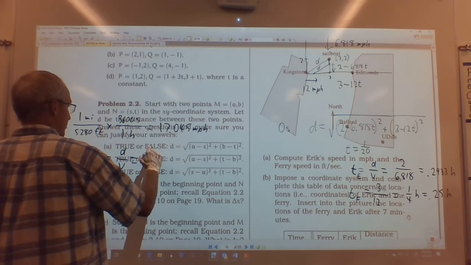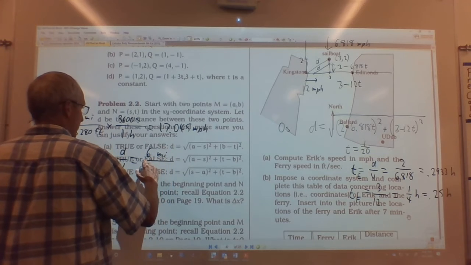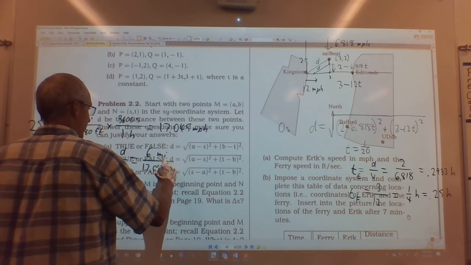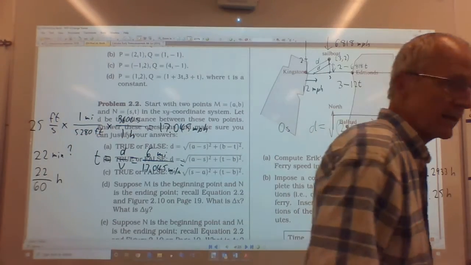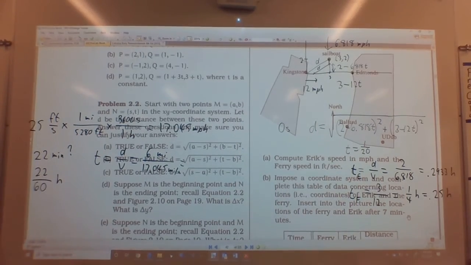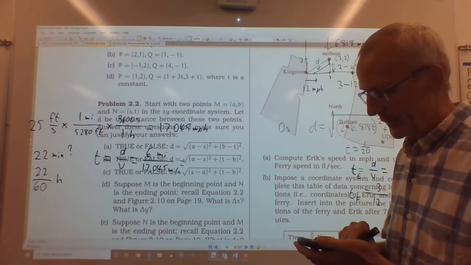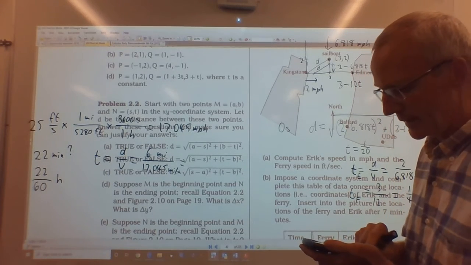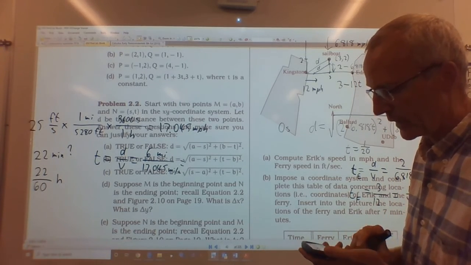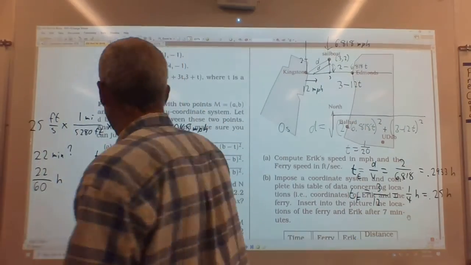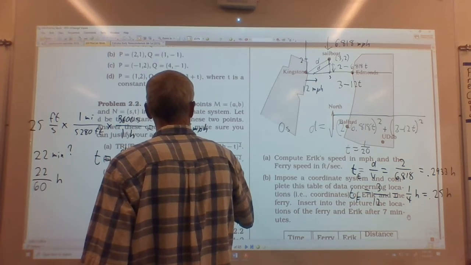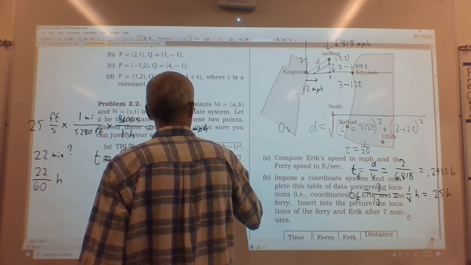It's got to go 6 miles at 17.045 miles per hour. So we go 6 divided by that. And where's my calculator? Here it is. 6 divided by 17.045. I get 0.352 hours.